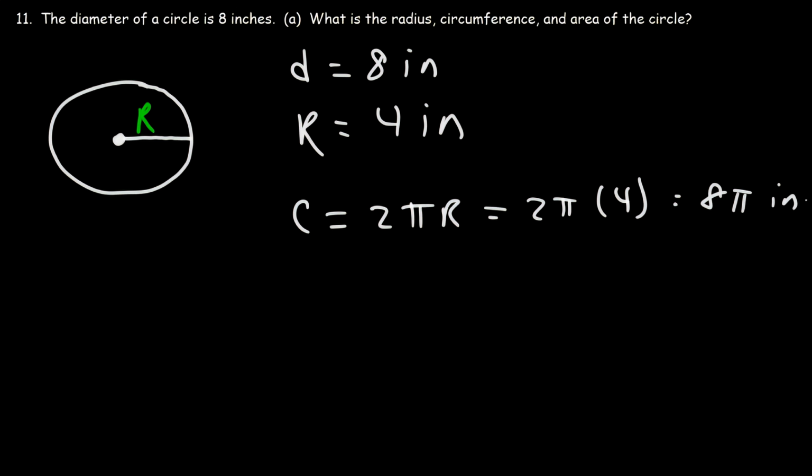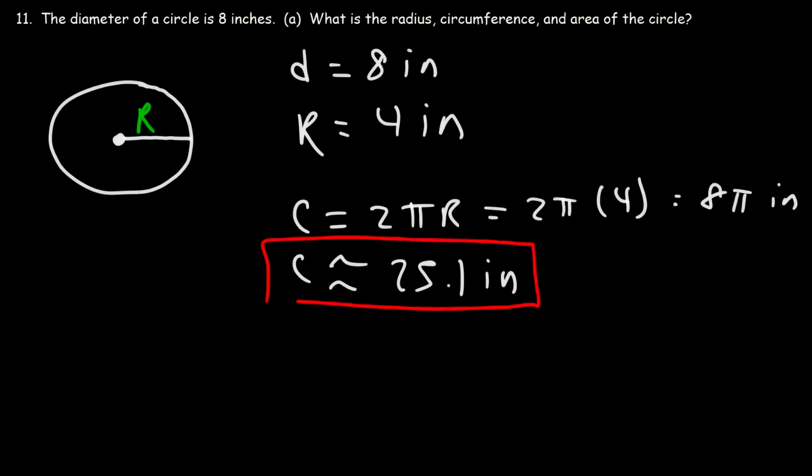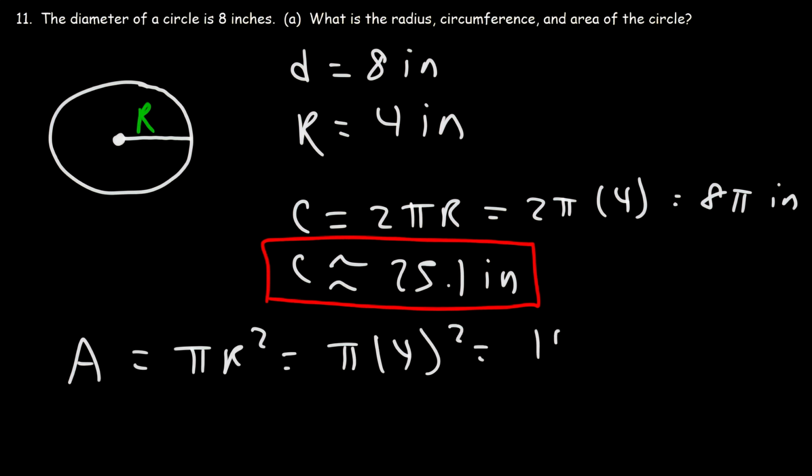So 8 pi, if you round it, it's going to be approximately 25.1 inches. So this is the circumference of the circle. Now what about the area? The area is pi r squared. So that's going to be pi times 4 squared, or 16 pi square inches.